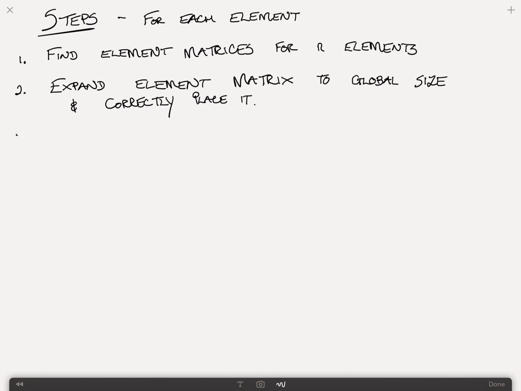Okay. Third, what we do is we add, superimpose is a fancier word, we add these expanded matrices together to form the global matrix. Let me write that. Add these matrices together to form the global matrix. And this is the process of assembling it, as they call it.